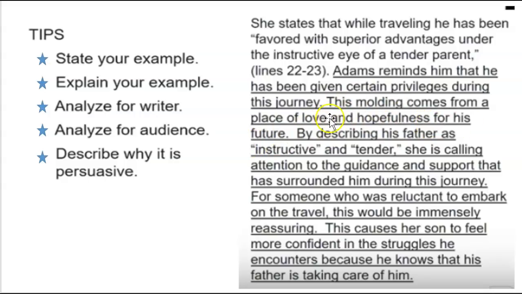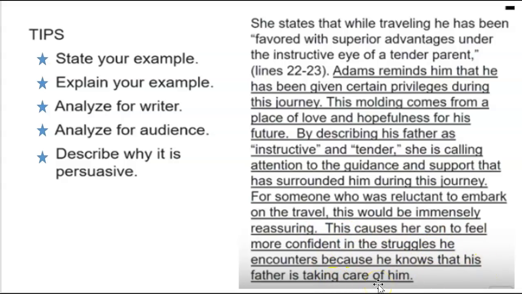Again, this is what it's revealing about her as the speaker. The language she's using, the certain privileges that he has during his journey, comes from love and hopefulness. She believes in him. So by describing his father as instructive and tender, she's calling attention to the guidance and support that has surrounded him during his journey. For someone who was reluctant to embark on the travel, this would be immensely reassuring. This causes her son to feel more confident in the struggles he encounters because he knows that his father is taking care of him.